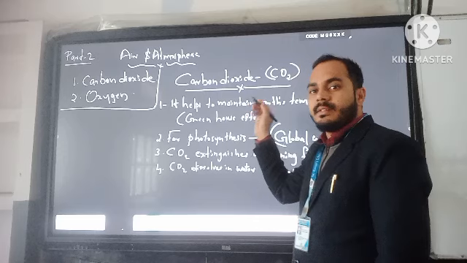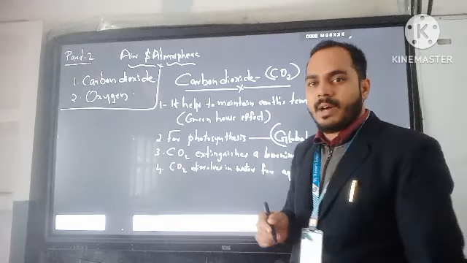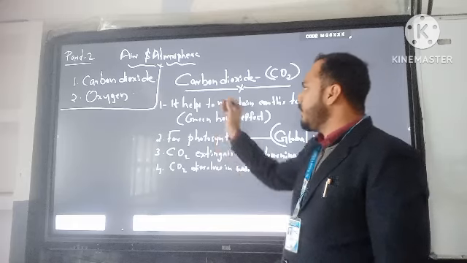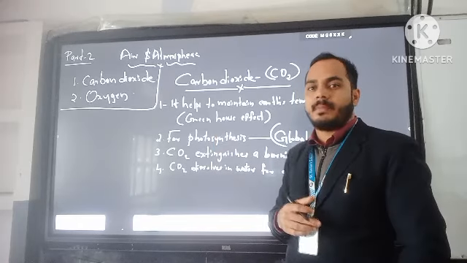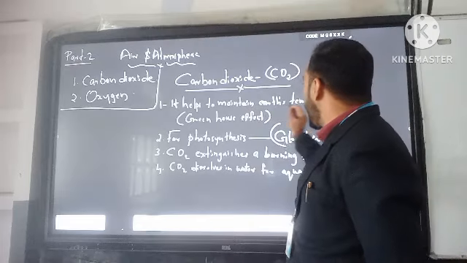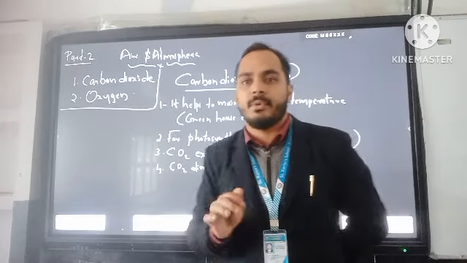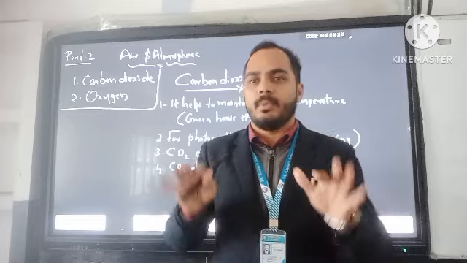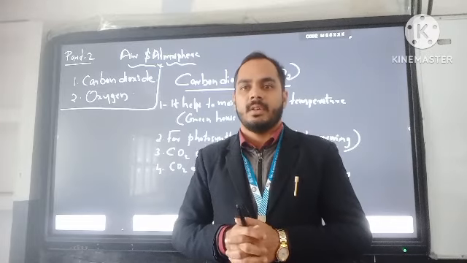What is the symbol and chemical formula of carbon dioxide? It is CO2. Okay. First of all, the uses of carbon dioxide. First one, it helps to maintain the earth's temperature. How is it possible to maintain the earth's temperature?